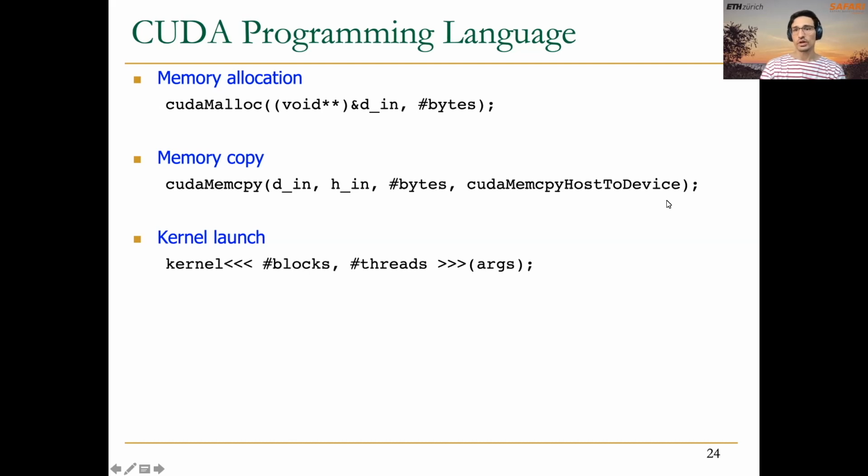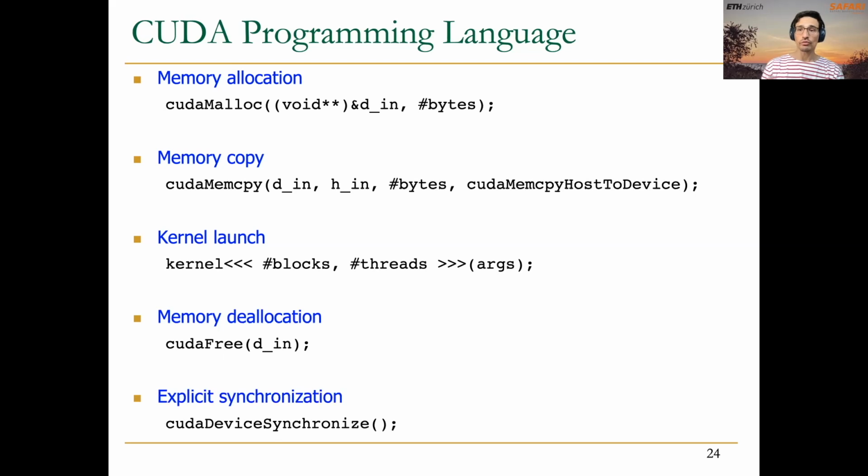This is the syntax of the kernel launch, as we have seen before. After terminating our program, we obviously want to deallocate memory. We want to free memory space, so we can use this cudaFree. And also, if we want to make sure that one kernel terminates, because for example one CPU thread wants to really know when a kernel terminates on the GPU, we can use this explicit synchronization, cudaDeviceSynchronize.